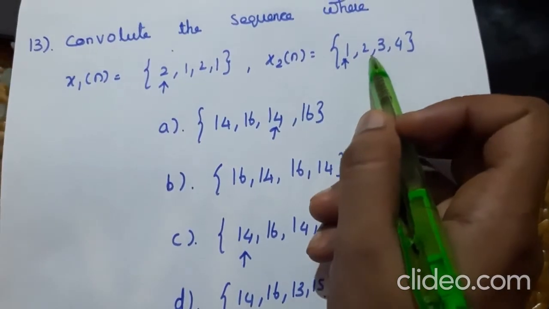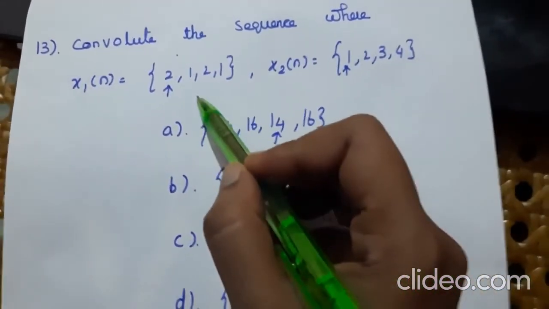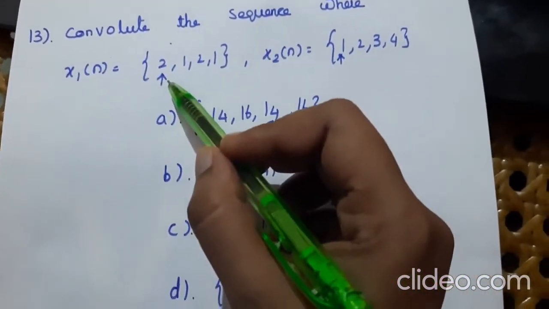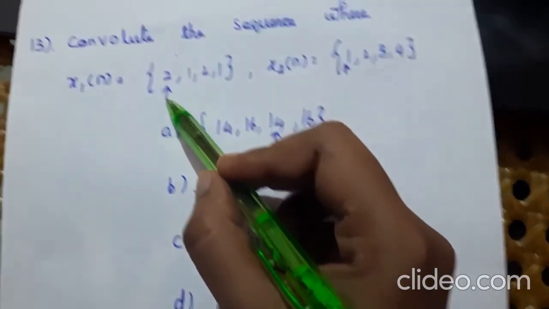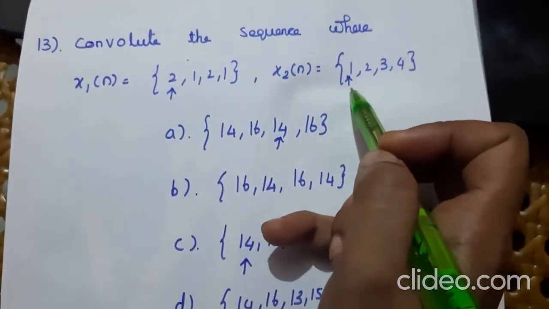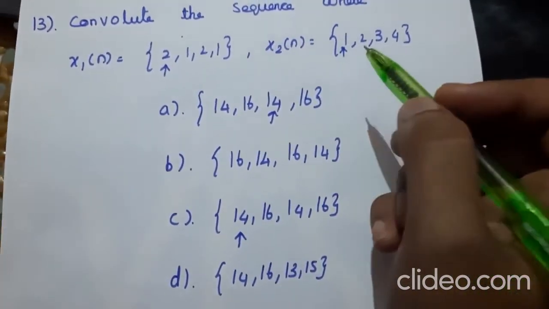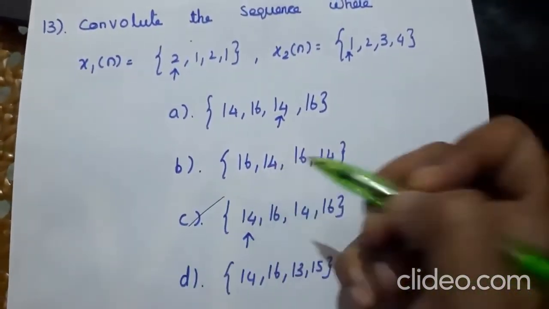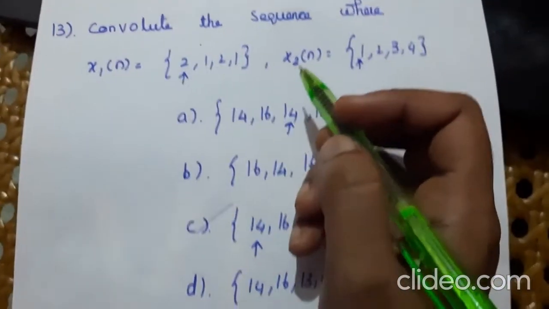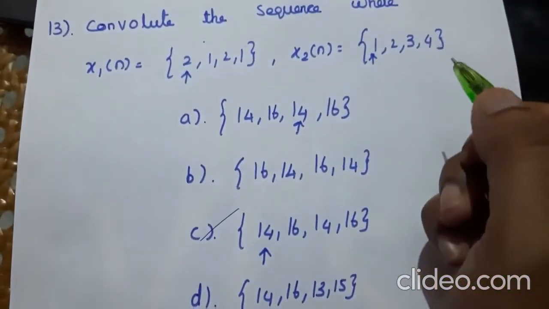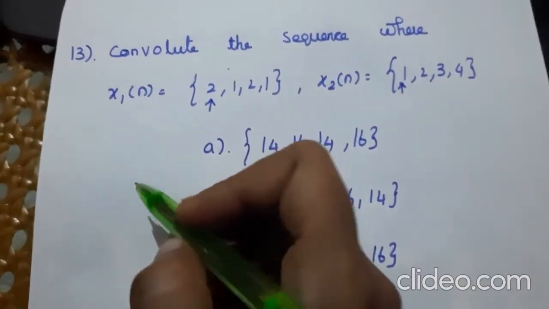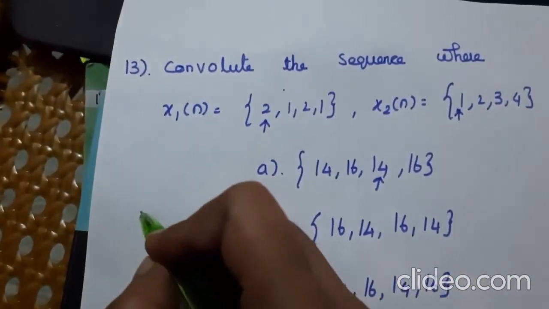Next question, convolve the sequences where x1 of n is equal to 2, 1, 2, 1, and x2 of n is equal to 1, 2, 3, 4. Here the sequence starts with this point, that is here also 0 and here also 0. So the answer must start with this 0. By seeing this we can tell the correct answer is C. But the method for finding the correct sequence is to follow these steps.